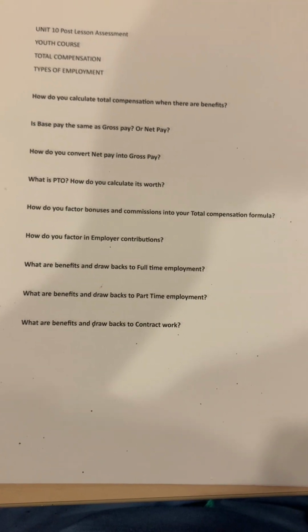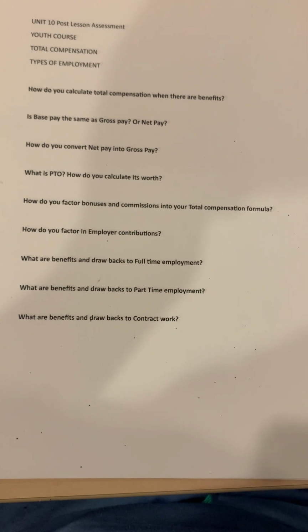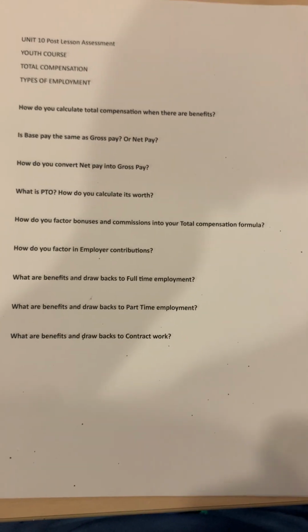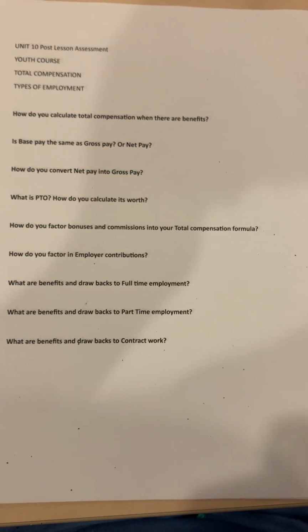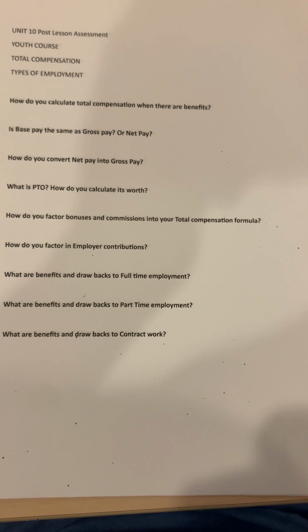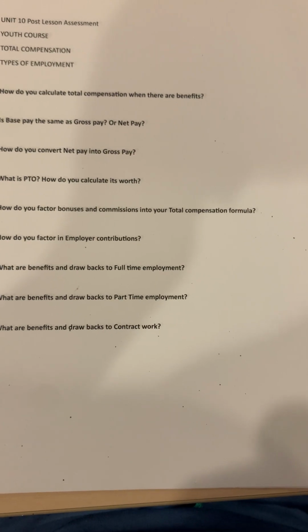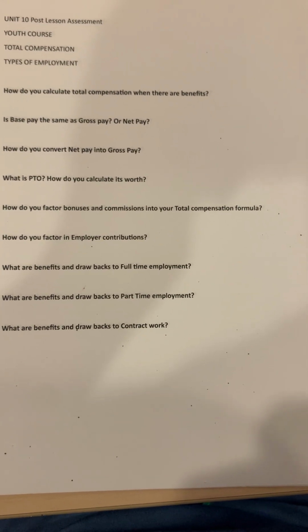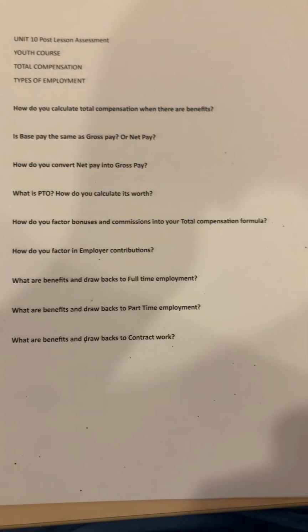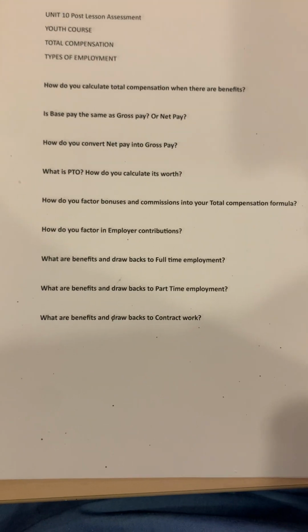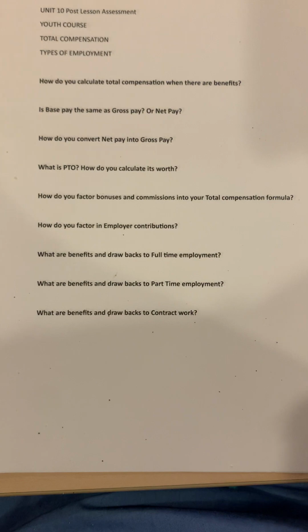How do you factor bonuses and commissions into your total compensation formula? So this is things like additional pay. Additional pay is things like bonuses, which can be hard to predict, but if you have one that you know is coming for the year, you would throw that into the compensation. And commissions, which is basically performance-based incentives, those are a little bit harder to calculate.